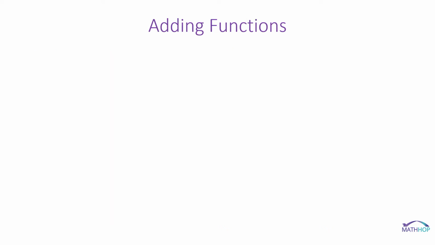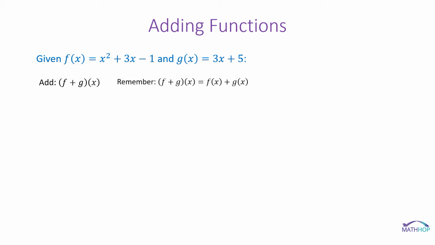All right, let's add functions, and let's start easy. And what do I mean by easy? F of x is a quadratic and g of x is a linear, and we have done tons of work with quadratic and linear functions. So let's add f plus g of x. Remember, that's f of x plus g of x. F of x is x squared plus 3x minus 1. G of x is 3x plus 5.